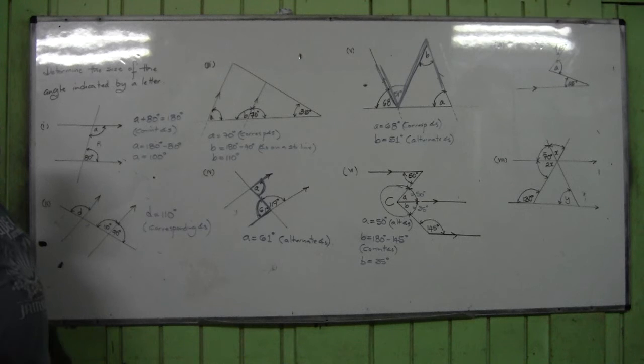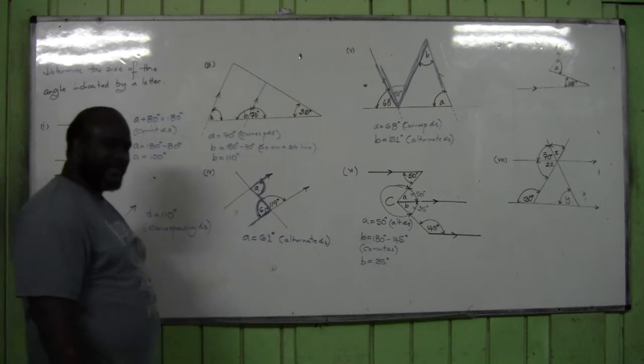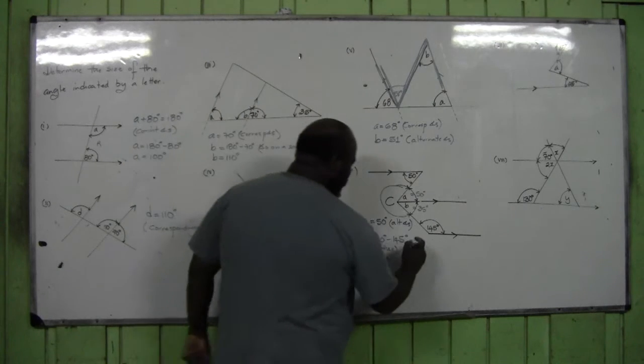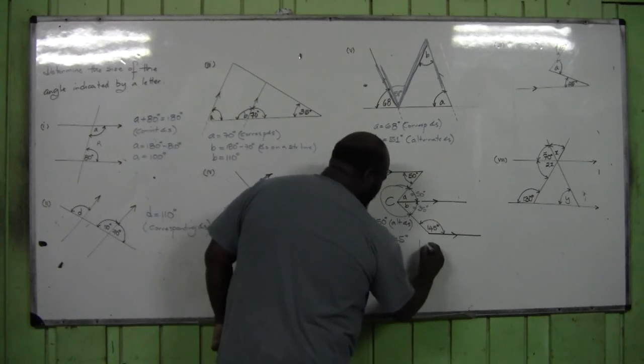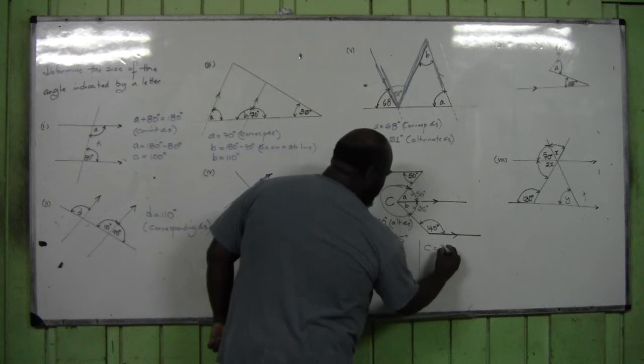What can you tell me about A, B, and C? A, B, and C add up to what? 360, sir. Why? They are angles at a point. So I could say that C would be equal to what?